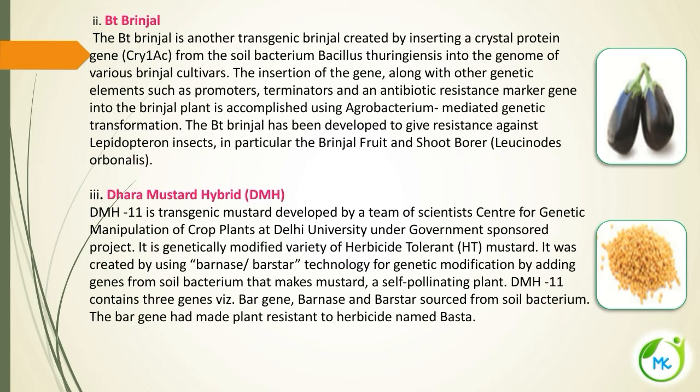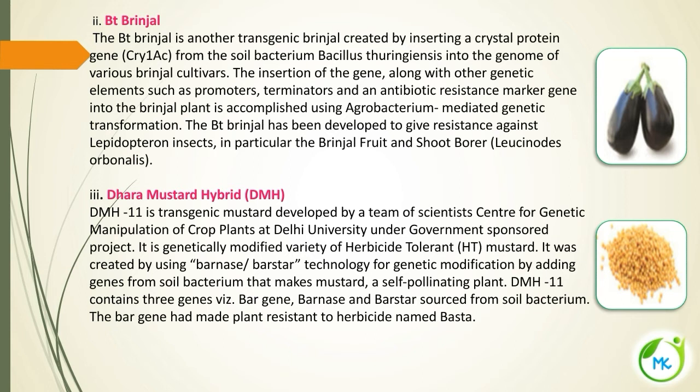The next insecticide resistant crop variety we are going to see is Dara mustard hybrid. So DMH11, it is a transgenic mustard, and it is developed by a team of scientists, okay, at the University of Delhi, and this is a government sponsored project. That is, the production is a government sponsored project, and it is a genetically modified variety of herbicide tolerant mustard, and this was created by using the Barnase or Barstar technology for gene modification.